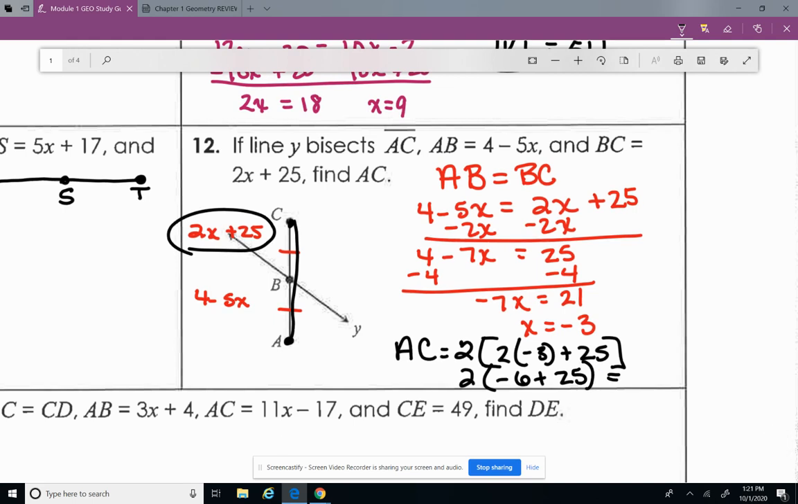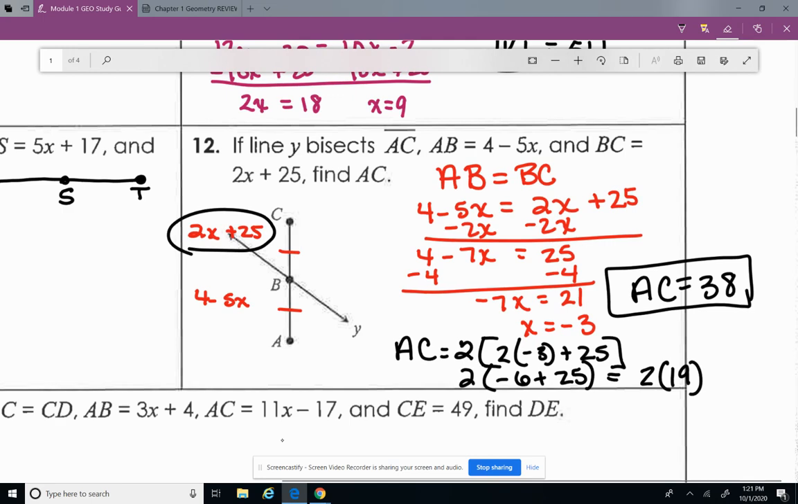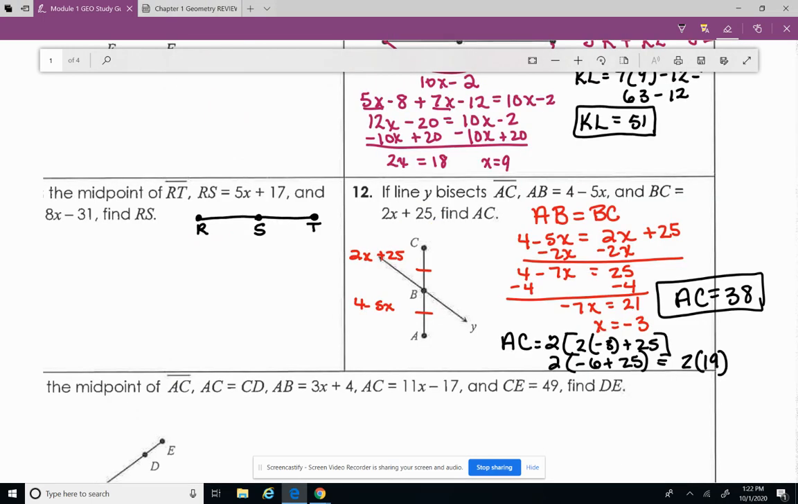Running out of room a little bit. So we have 25 minus 6, which is 19. So 2 times 19. So segment AC, when I multiply 2 times 19, I'm going to get 38. It is 38 units long. All right, so that was number 12.